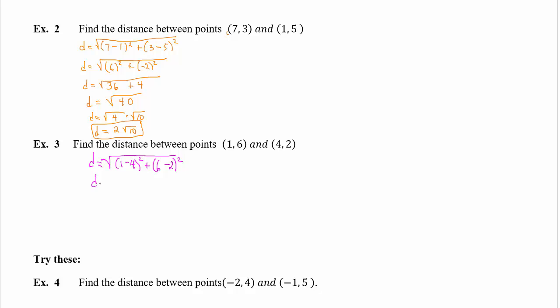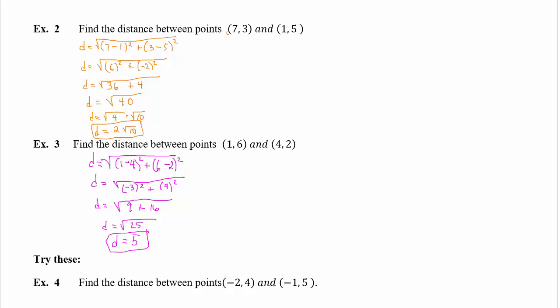So d equals the square root of 1 minus 4 is negative 3 squared, plus 6 minus 2 is 4 squared. d equals the square root of negative 3 squared is 9, plus 4 squared is 16. 9 plus 16 is 25. And is there a square root of 25? There is. D is a nice 5.